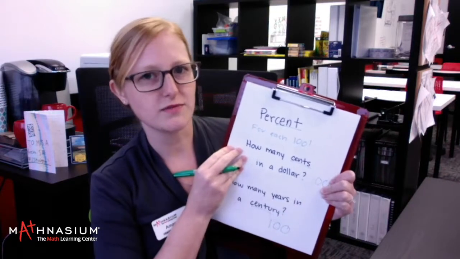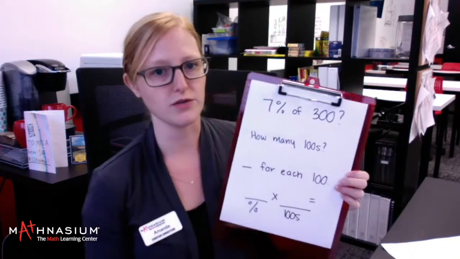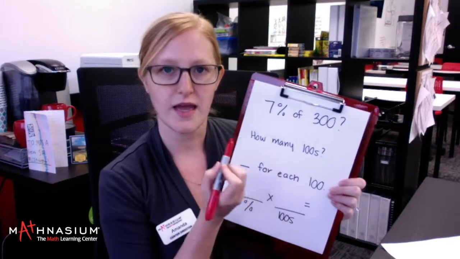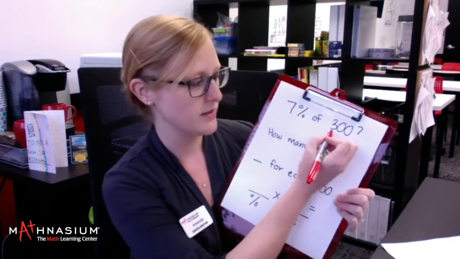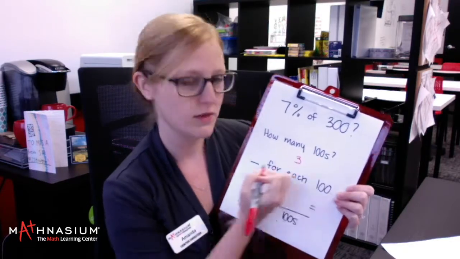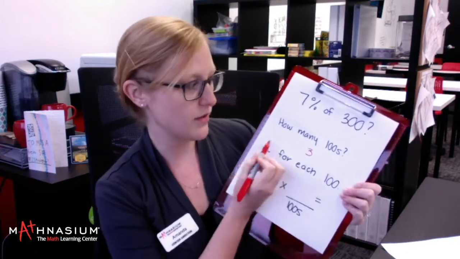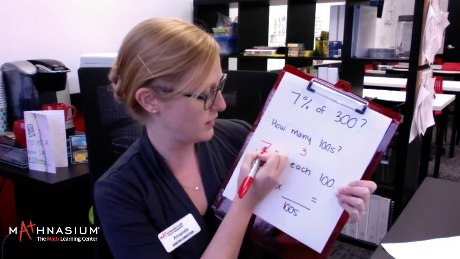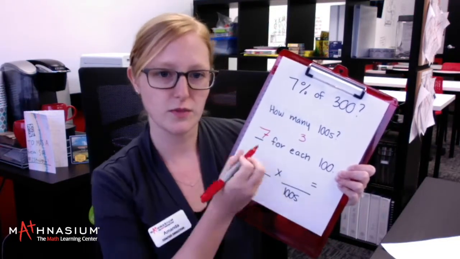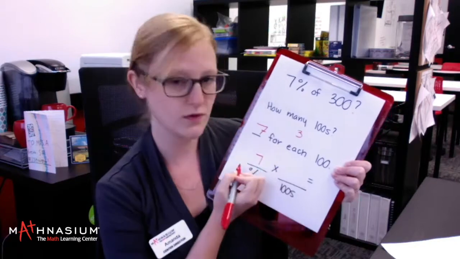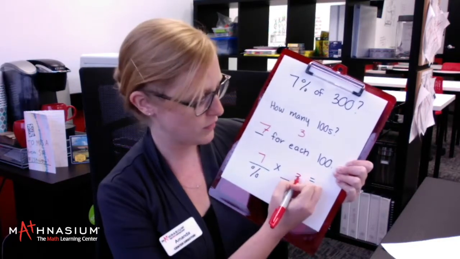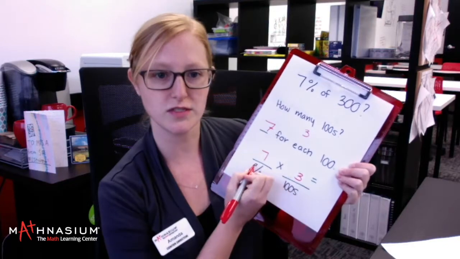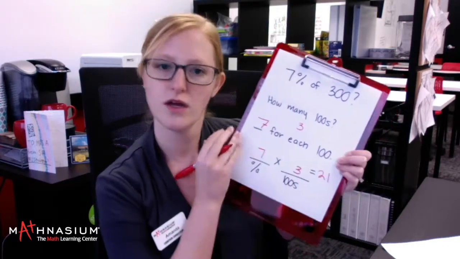So how can we use that to help us figure out what a percent is? Well, let's try a few questions. My first question is, what is 7% of 300? Well, the first question we want to ask is, how many hundreds do we have? Well, that's not too bad. If it's 300, then we have 3 hundreds. And since we know that percent means for each 100, and we have 7%, then we have 7 for each 100. So we can use that to help us figure out the answer. So if we have 7% of 3 hundreds, then our answer is just 7 times 3, which is 21.